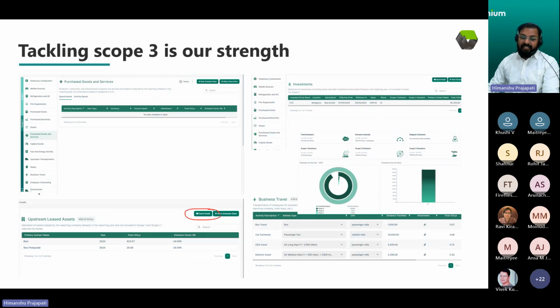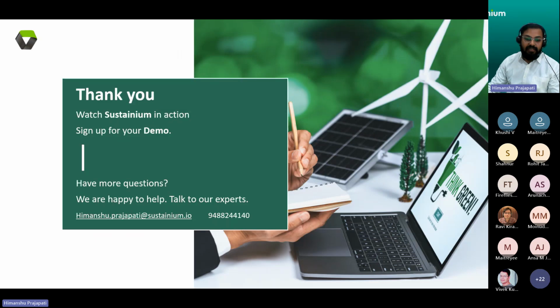This is where companies like us come in. We help you report, or even before reporting, account for your scope 3 emissions, take in the right data for the right categories, and then track it over a period of years so that you can report them, track them, and ultimately reduce or mitigate them. So that is our strength. Tackling scope 3 is our strength, and you can book a demo for the Sustainium platform, and we'll help you understand how you can do this for your company.